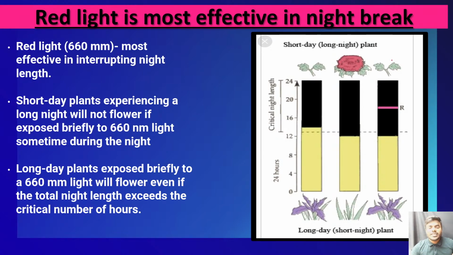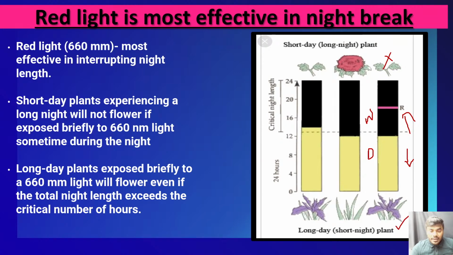Don't get confused, just listen to me carefully. According to the picture, which length is more? Undoubtedly night length is more and day length is low. Day length is low, night length is more. Now you all must have one wonderful doubt: since the night length is more, obviously short day plants have to flower, but that is not happening. Long day plants are flowering.